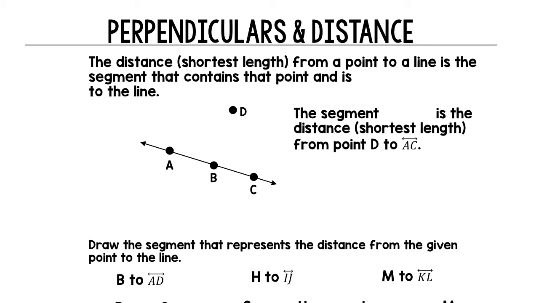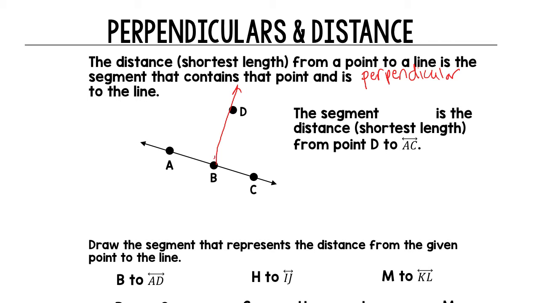We're talking today about perpendicular lines and the distance between them. So the distance, or the shortest length from a point to a line, is the segment that contains that point and is perpendicular to the line. So on the diagram we have here at the top, we could put a line.